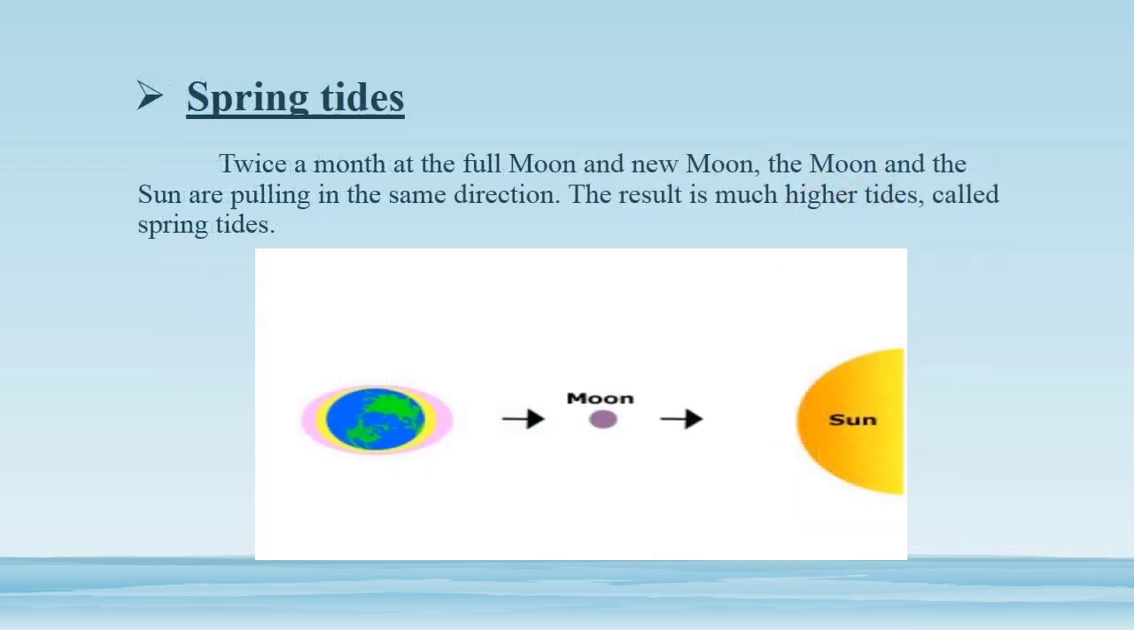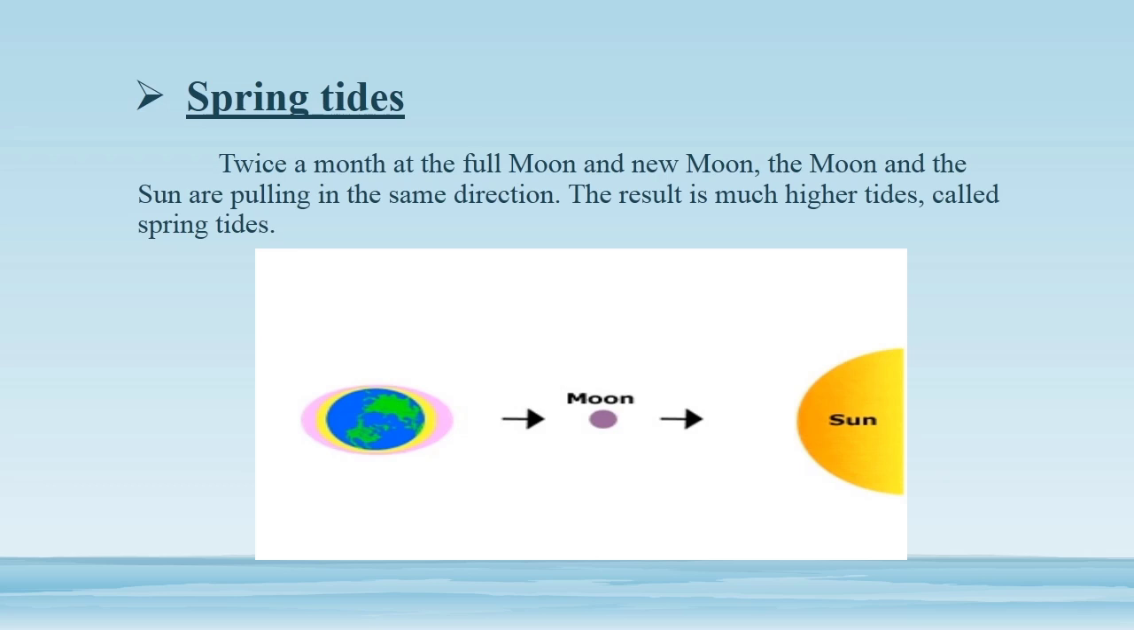Now there are 2 types of tides. The first one is spring tides. If you look at the picture, earth, moon and sun, all 3 are aligned in one direction. So what happens here?